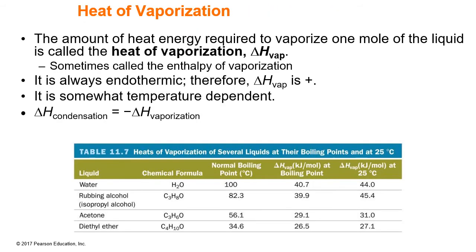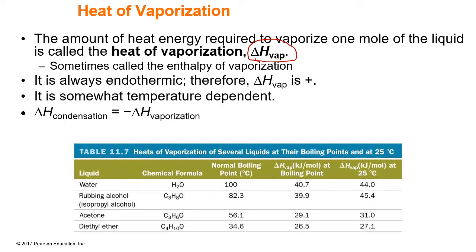If we want to measure the amount of energy that it takes to turn it from a liquid into a gas, we use a quantity called the heat of vaporization. So delta H with a subscript of VAP for vaporization. Sometimes you'll hear it called enthalpy of vaporization, but much more frequently it's referred to as heat of vaporization.